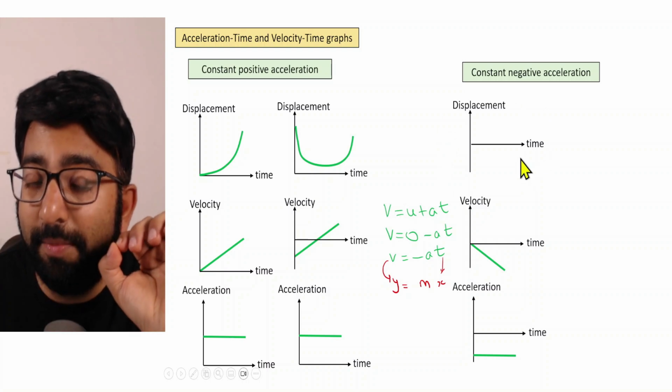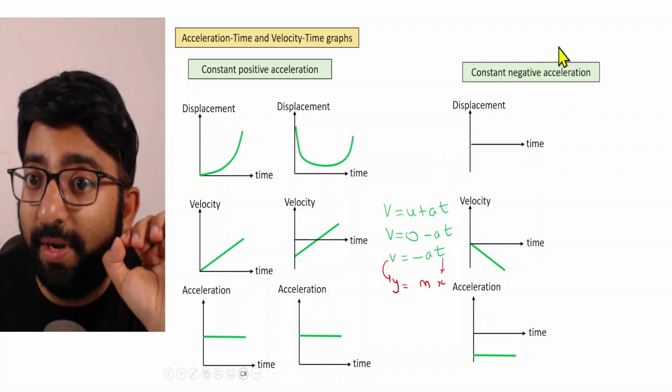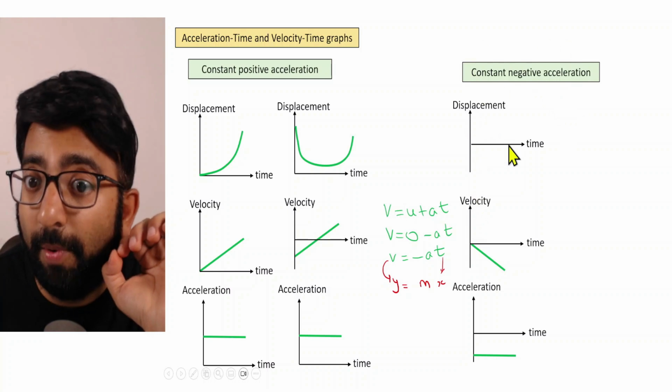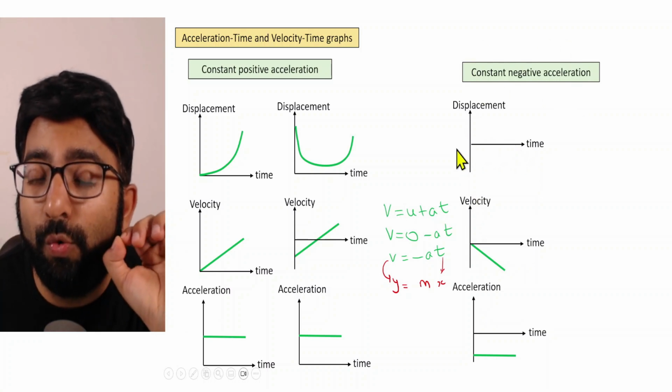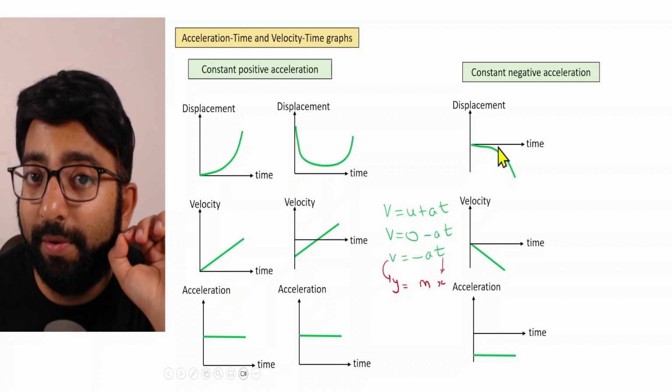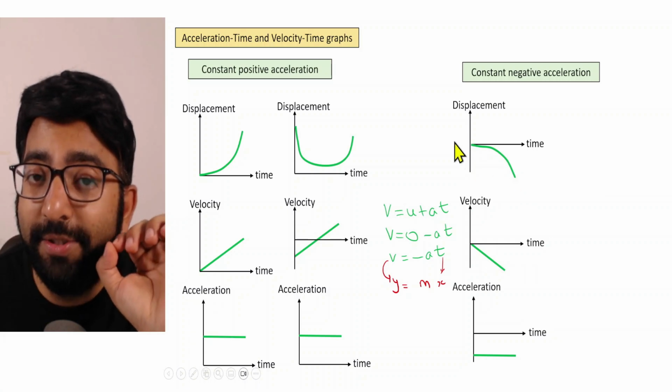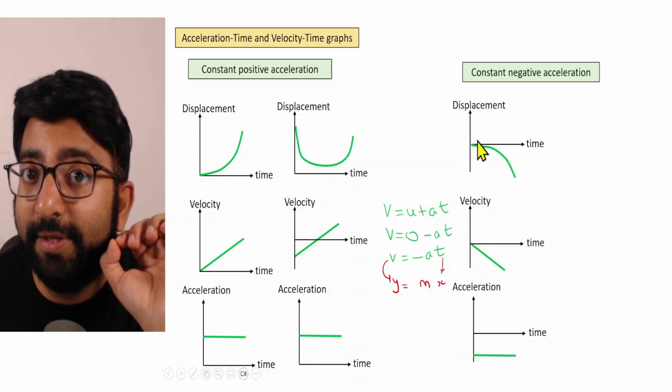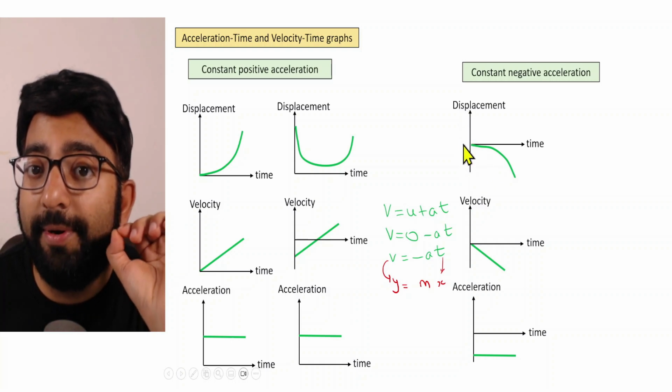For a displacement time graph, do remember the shortcut. Since the acceleration is negative, the shape of the displacement time graph will be a downward facing parabola, and the graph will look like this. Here again, the origin point is important. So at time t equal to 0, we have assumed the displacement to be 0.